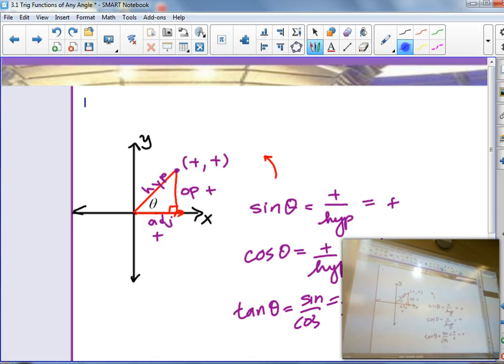Why is it tangent? Remember how tangent was opposite over adjacent? And then we could say that the sine is opposite over hypotenuse and the cosine is adjacent over hypotenuse. And if you divide opposite over hypotenuse by adjacent over hypotenuse, you get opposite over adjacent. So they're equivalent. It's another way of defining the tangent.